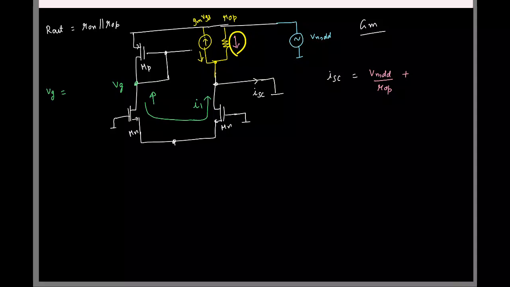So what is the gate voltage then? The current flowing here is minus I1. Minus I1 will flow through the impedance here to generate the gate voltage, and what is the impedance there? 1 by gm, right? So it's minus I1 by gm of the PMOS plus I'll have VDD, right? Because this is not ground. This is raised to VDD.